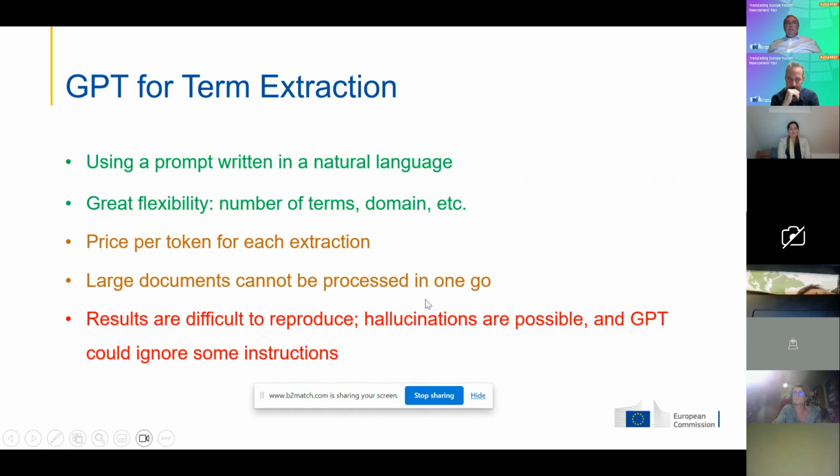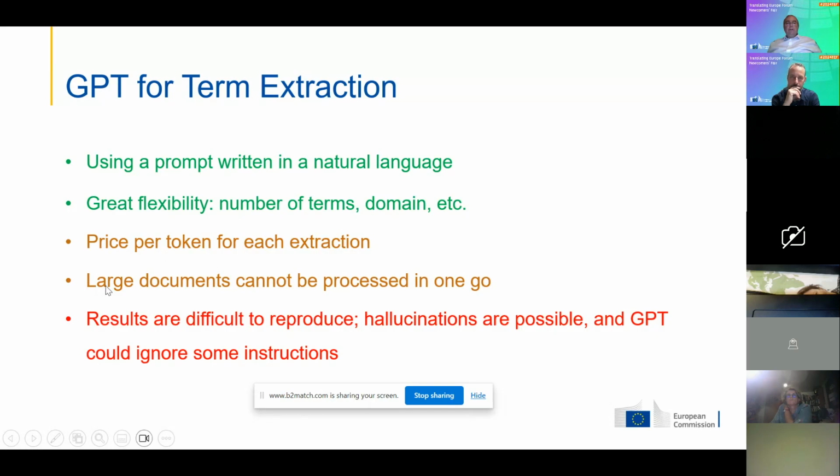These two used to be big disadvantages, but now they're very much mitigated. The price per token, which we have to pay for each extraction if we're using GPT, is going down rapidly, so maybe in the near future it will not be a big problem. Still, our model is not expensive at all, neither for the training nor for the use, because we use a simple machine with one GPU, shared with some other prototypes. So the price is still much lower for our tool.